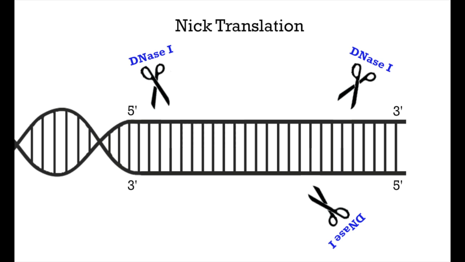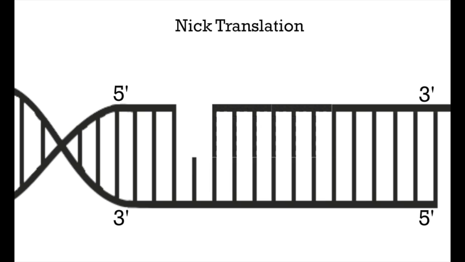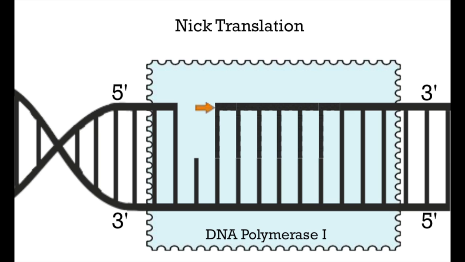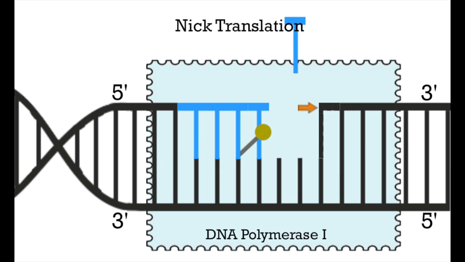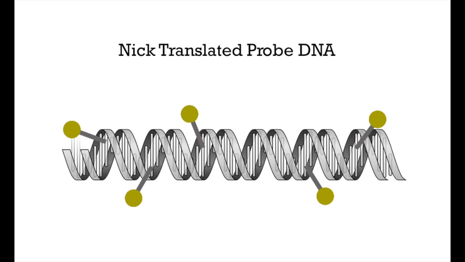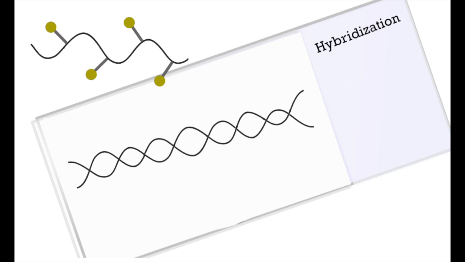During nick translation, DNase I randomly nicks either one of the two strands. At these breaks, DNA polymerase I performs two functions. The exonuclease activity makes a gap in the broken strand, which the polymerase activity fills with newly synthesized DNA. Fluorescently labeled dNTPs are incorporated directly into the new strand, thus making the probe. Denatured probe strands are then hybridized to chromosomal DNA and the signal is digitally imaged.